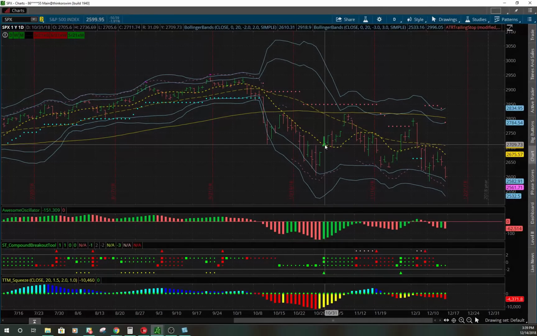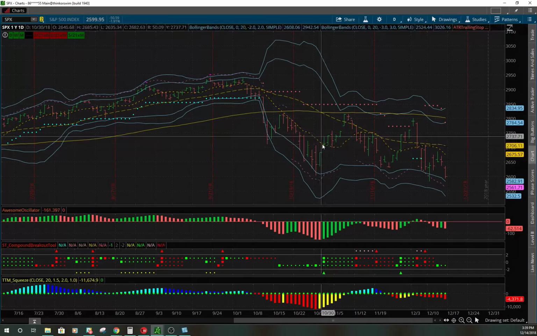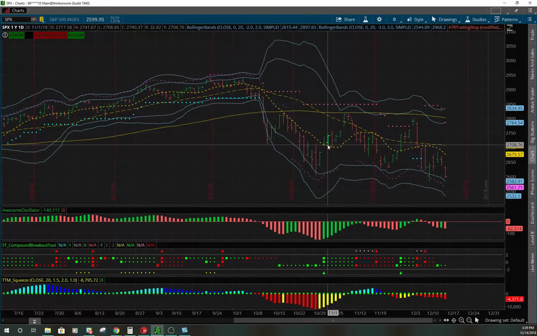So I liked seeing that. That was showing me a little bit more sign of support. And the next day when it confirmed that, for me, probably would have been the day I entered and looked to play that to the upside. We moved right up to the 100-period moving average.